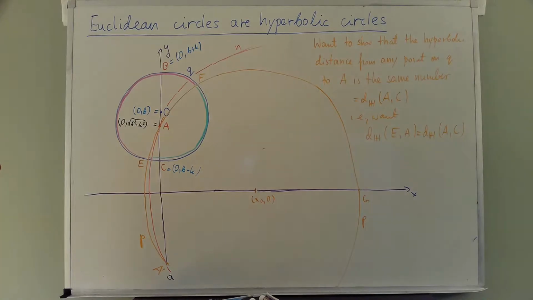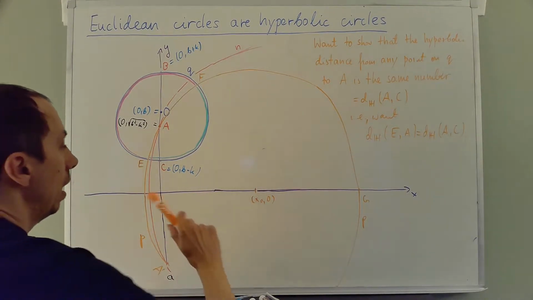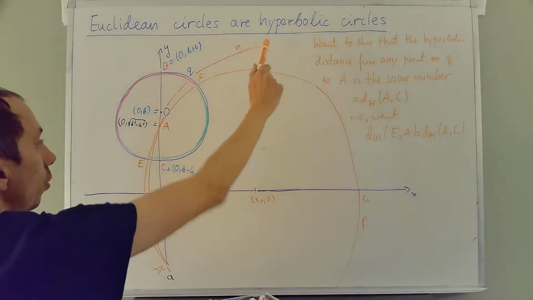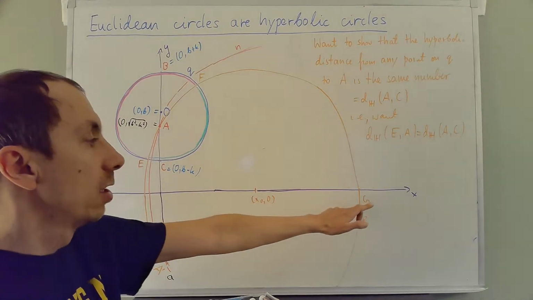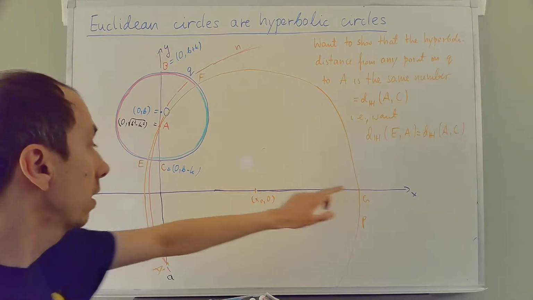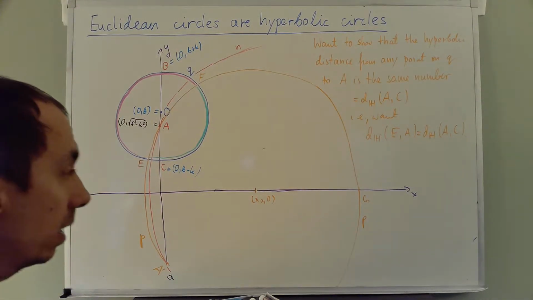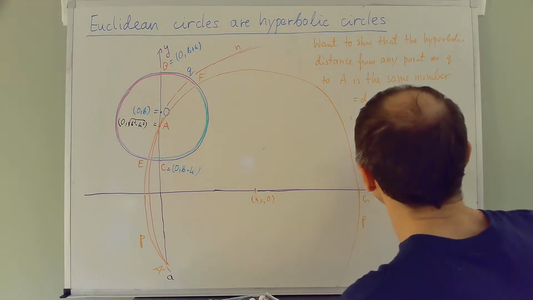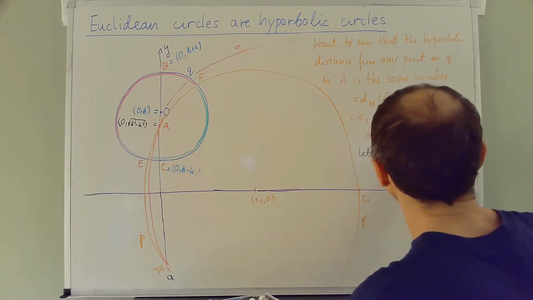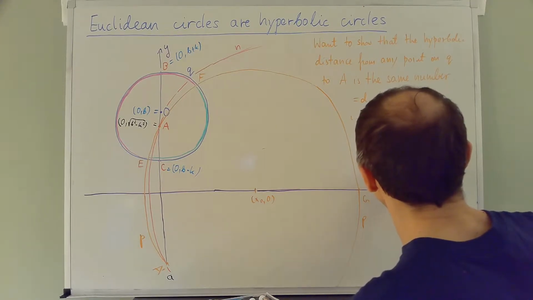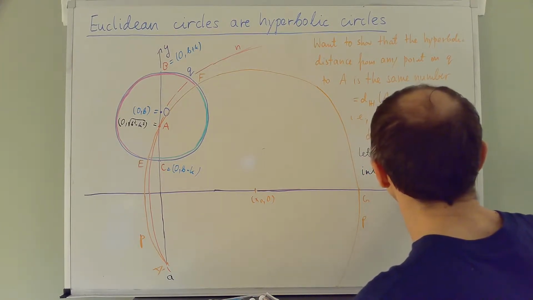Okay, so what we're going to do is the following now. I'm going to draw yet another circle. That circle is called N, and that's going to be a circle that is centered at this point of intersection here, G, of P and the x-axis, and it should pass through A. So first of all, let's define G. So let G be a point of intersection of P with the x-axis.